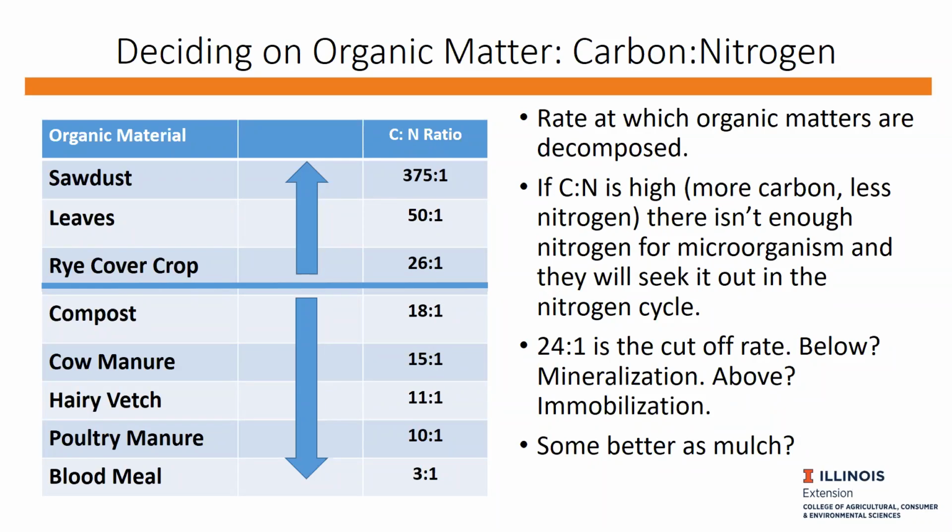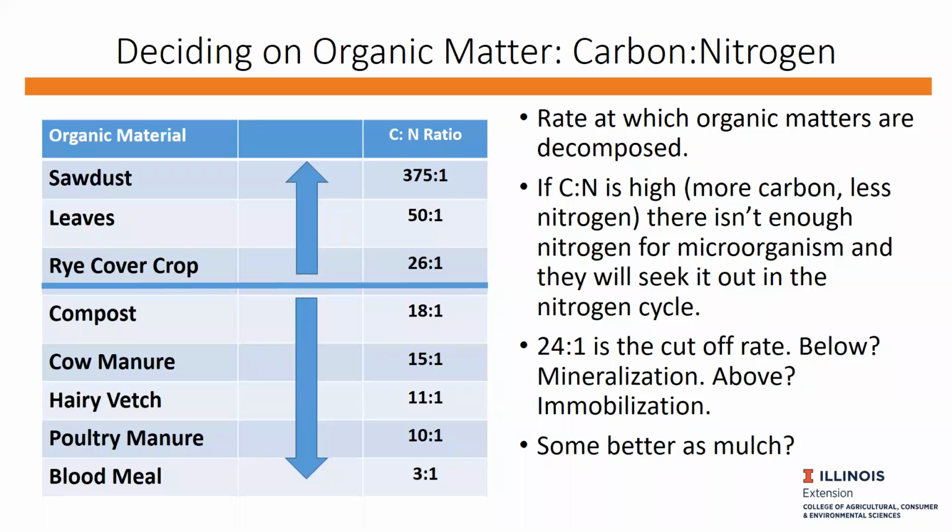There tends to not be enough nitrogen in that product for the microorganisms to utilize and break down. So then they will tend to seek that nitrogen somewhere else, typically from the nitrogen cycle that's in your soil system. What that means is that the nitrogen that would have been available for the plant is no longer available because my microorganisms have had to borrow it for a little bit of time.